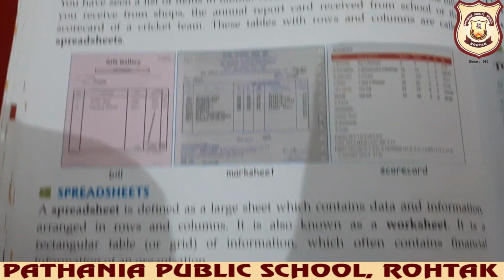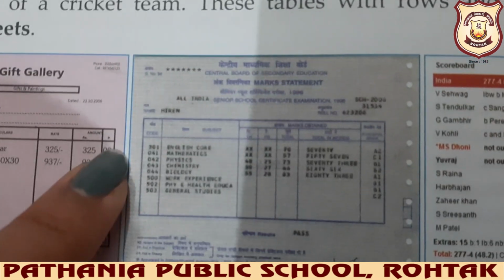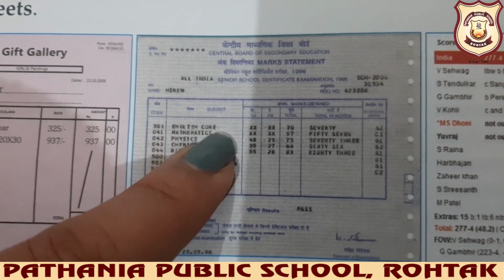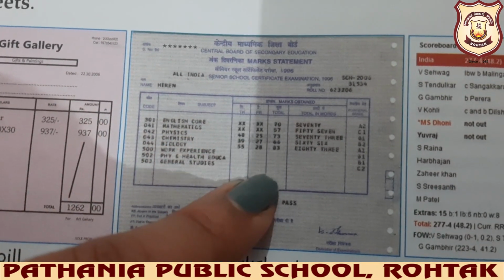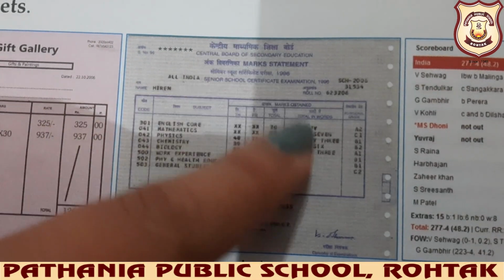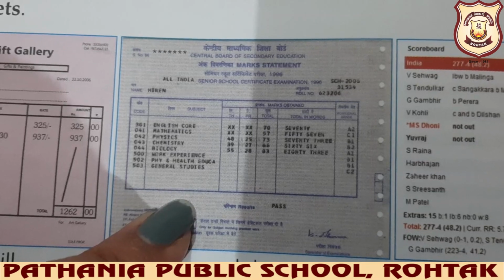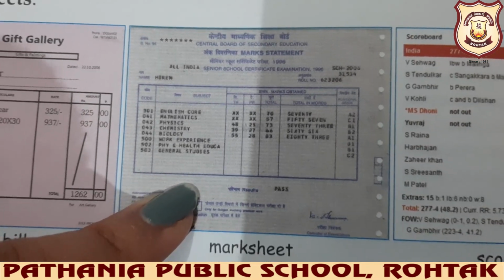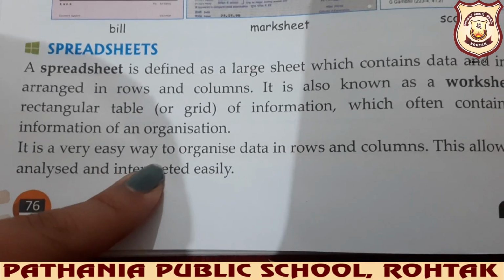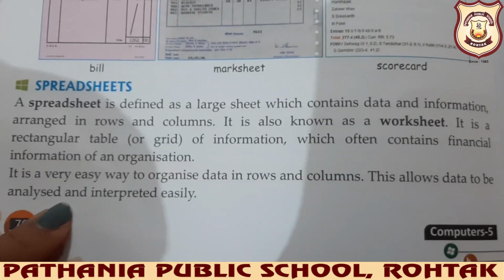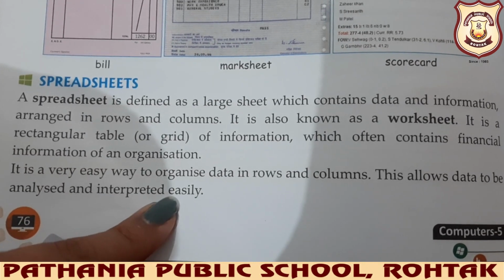Right? We can easily organize the data in the form of rows or columns. Meaning, see, you have to write the names of subjects. Then after that, you have to write the marks of the subjects. So this information can be stored in the form of rows and columns. That is called a spreadsheet. It is the very easiest way to organize the data in rows and columns, and this allows the data to be analyzed and interpreted easily.